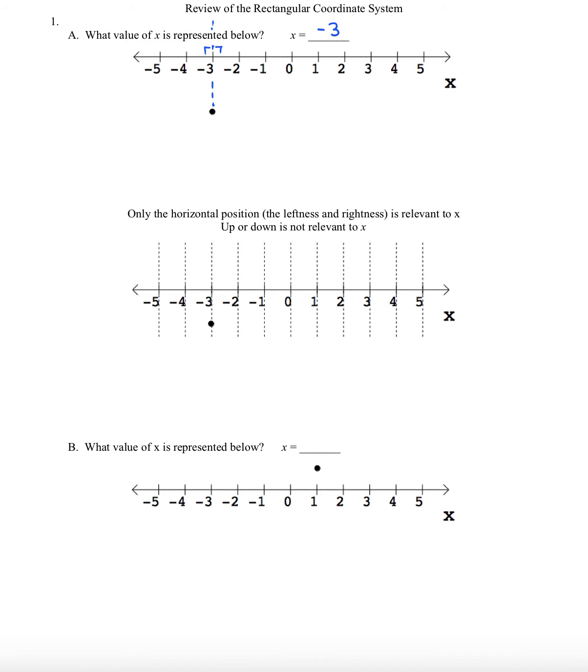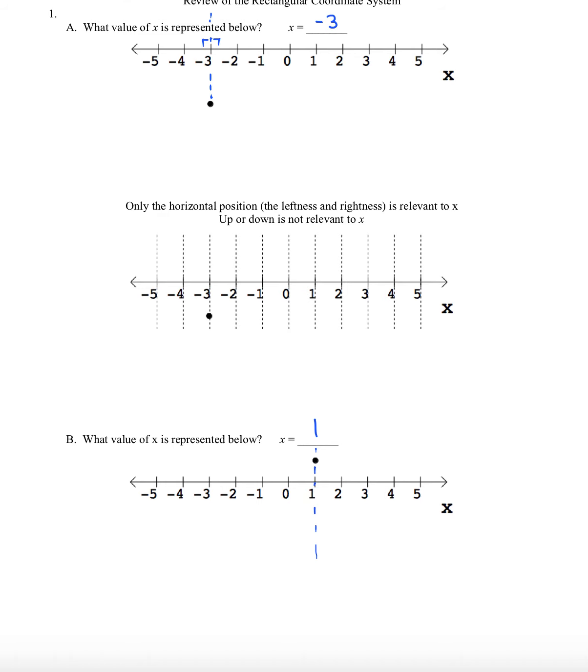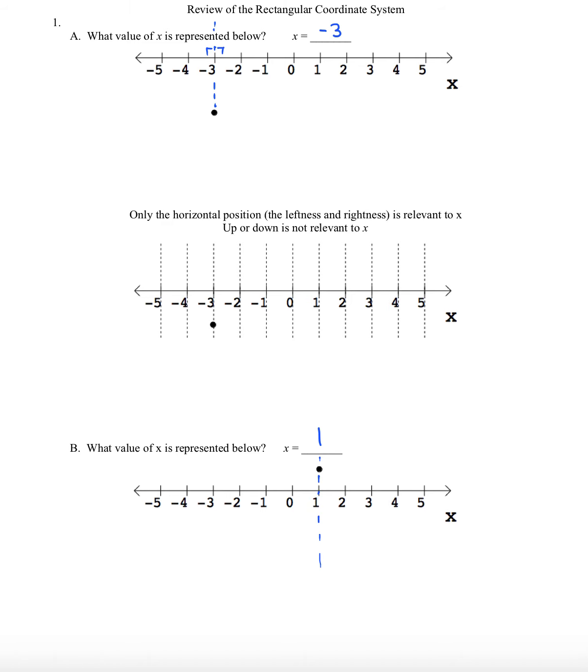Check out B, which says what value of x is represented by the dot below, and give your answer. The correct answer is 1. If we trace the dot down, we can see that it intersects at an x of 1, and so that is the x value that's represented here. So when it comes to the x-axis, only the horizontal position, the leftness and rightness, is relevant to x. Up and down is not relevant to x.